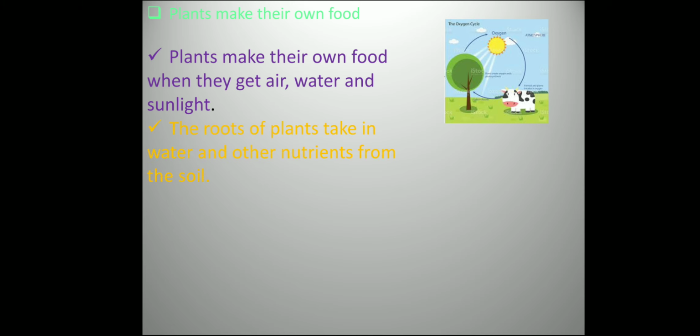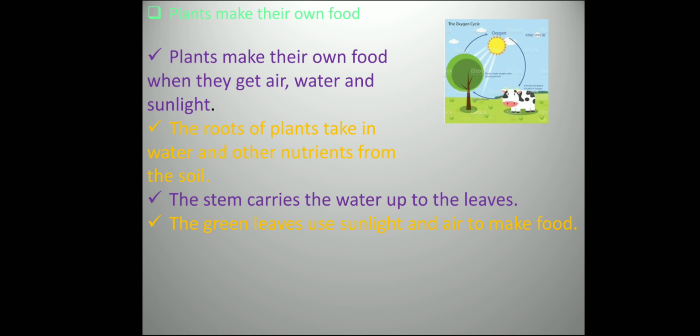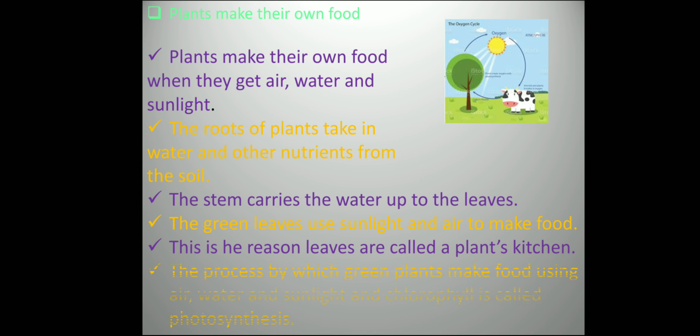The roots of a plant take in water and other nutrients from the soil. The stem carries the water up to the leaves. The green leaves use sunlight and the air to make food. This is the reason leaves are called the plant's kitchen. So, what is the plant's kitchen? The answer is the leaves.